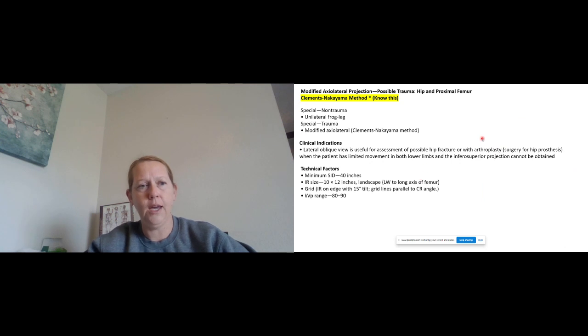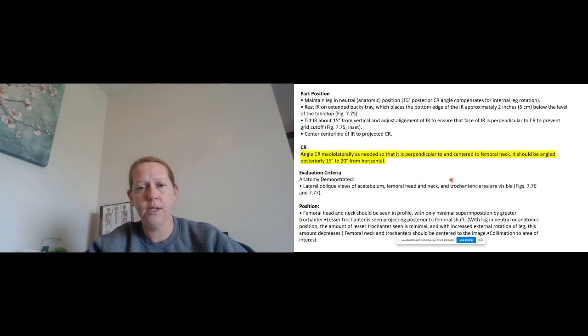Here is the Clements-Nakayama method, and you need to know this. We have the modified one for trauma, and then we have the non-trauma. This is the same thing, same SID, same kVp range.